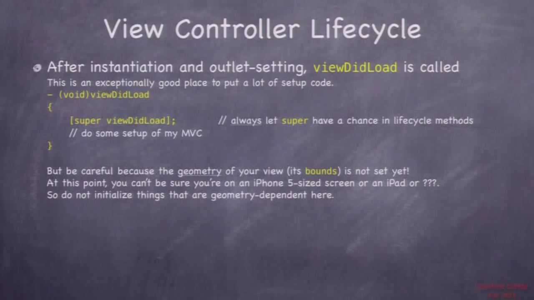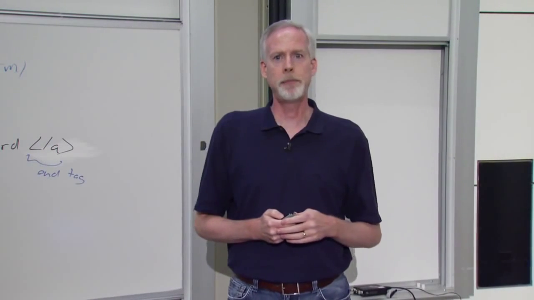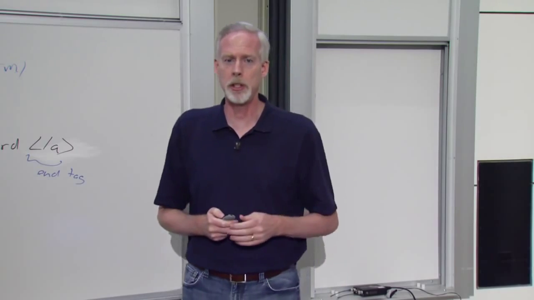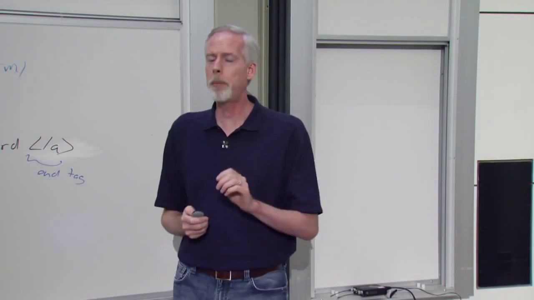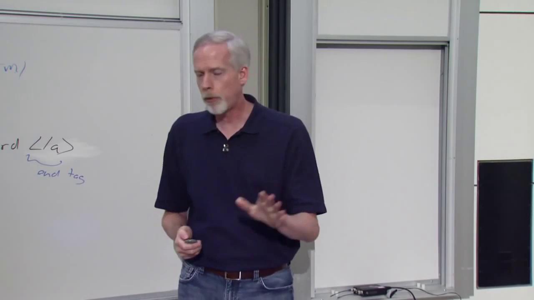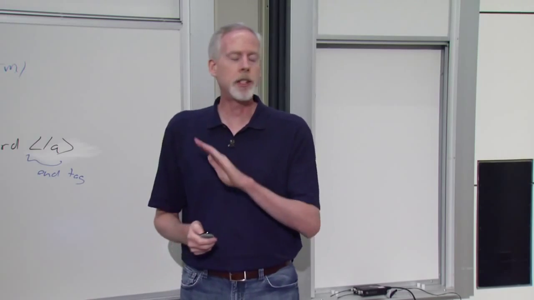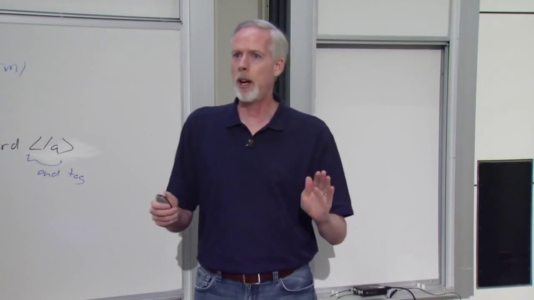which may or may not be what's going to happen when it's on screen, because it might be on a little different device or a different place, or it might be rotated or something like that. So you do not want to put geometry related code, in other words, any initialization that has to do with what the shape of your view is, in viewDidLoad. Okay? That's a major restriction of viewDidLoad. But otherwise, it's a great place because it only gets called once before you go on screen. After your outlets get set, it's an awesome method. Okay, highly recommend it.